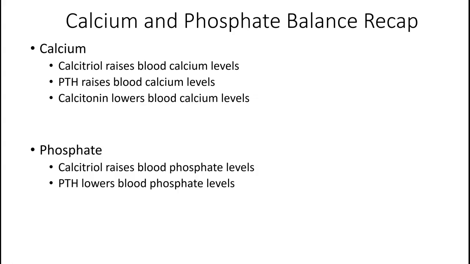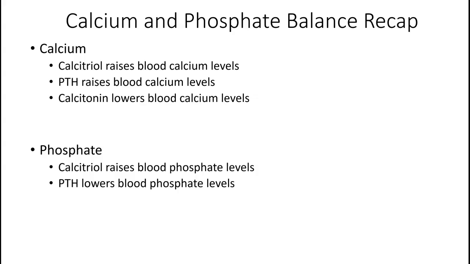So if we're talking about calcium, calcitriol, remember that's the most active form of vitamin D. That's going to raise blood calcium levels. PTH, as we just saw, raises blood calcium levels. And calcitonin is going to lower blood calcium levels.